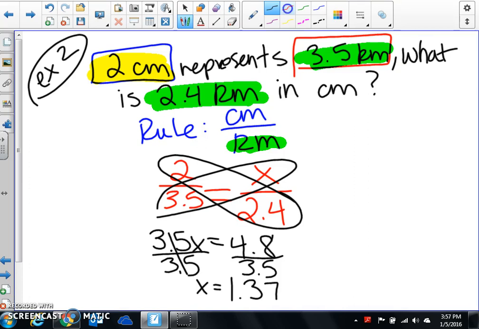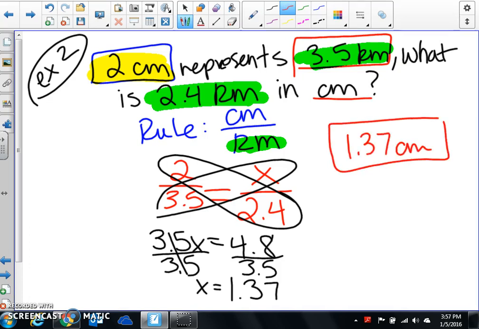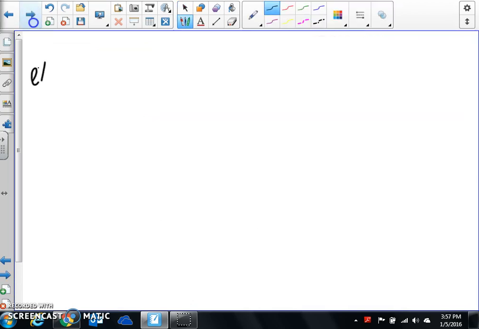1.3, and I'm just going to round it to 7. So once again, I have to go back and say, okay, what am I looking for? I'm looking for centimeters. So I would say 1.37 centimeters. Okay, now we like to think that it's always nice and pretty, but they could seriously ask you about anything. So let's just do a fun one.